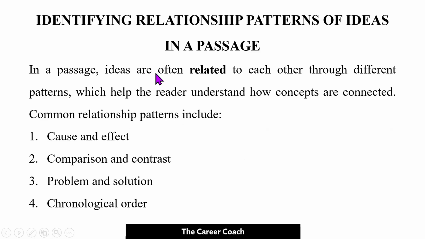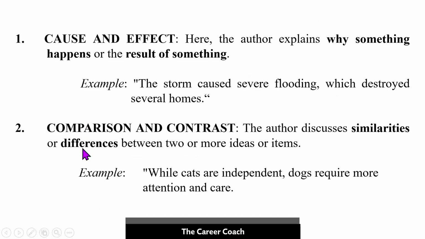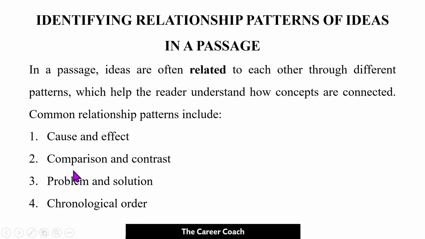In a passage, ideas are often related to one another through different patterns, which help the reader understand how concepts are connected. Common relationship patterns include 1. Cause and effect, 2. Comparison and contrast, 3. Problem and solution, 4. Chronological order. These relationship patterns help us to answer questions in the exam hall with regards to comprehension passages. Let's look at them one after the other.